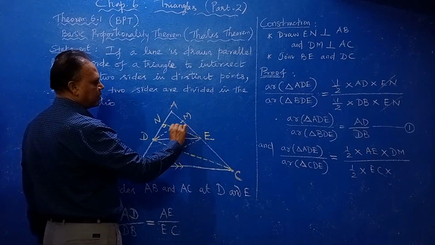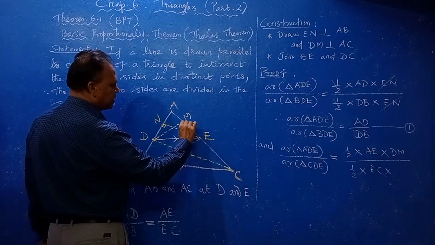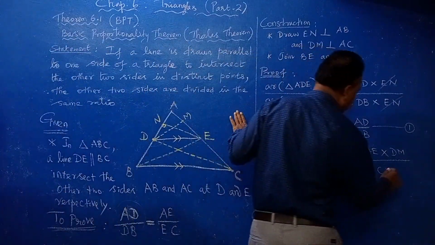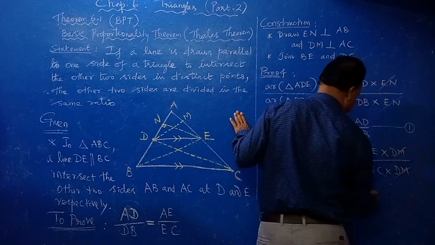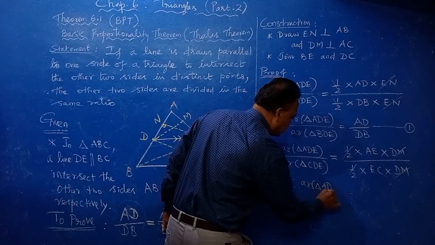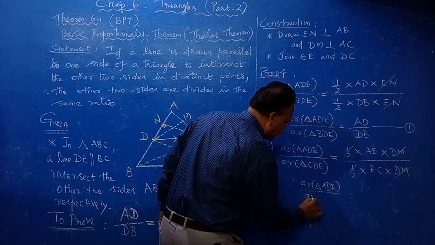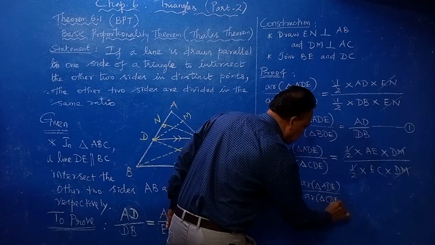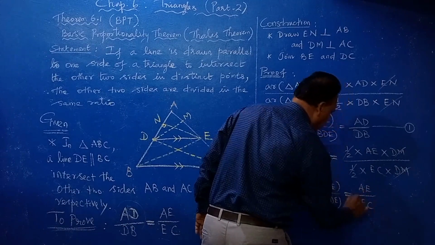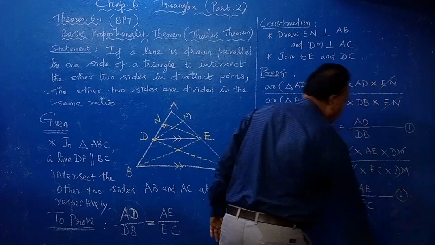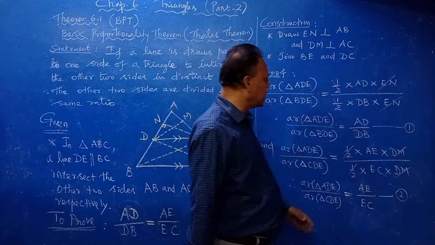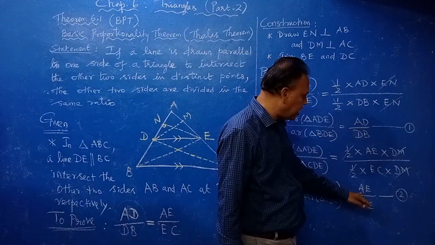Clear? Draw a perpendicular to AC and you will get the height of the triangle. That is the same DM, you write. So DM gets cancelled here. Therefore, area of triangle ADE by area of triangle CDE is equal to AE by EC. This is 2. Now, what we have to prove is AD by DB equal to AE by EC.